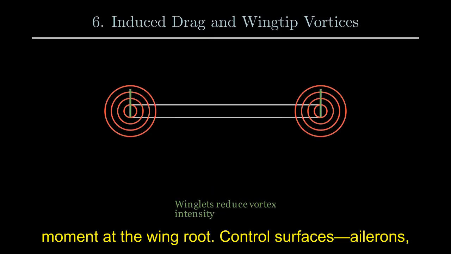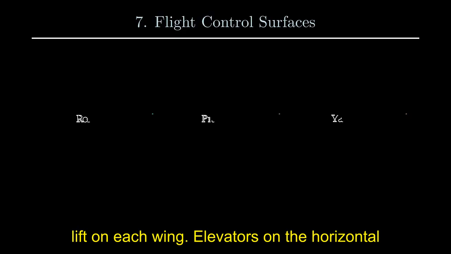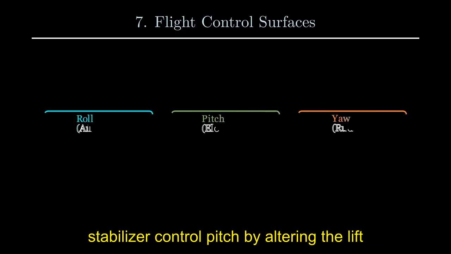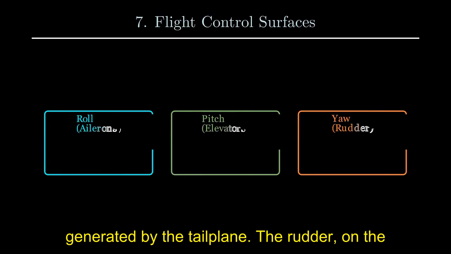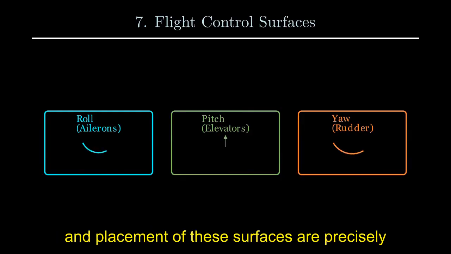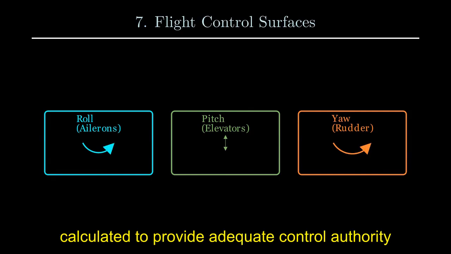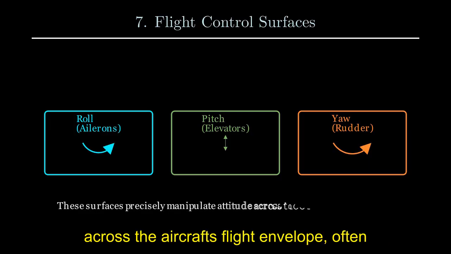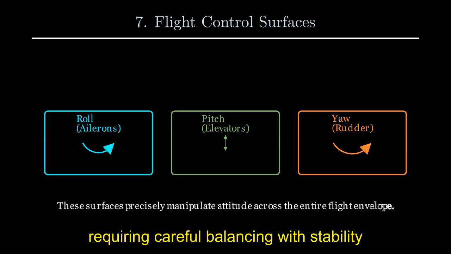Control surfaces, ailerons, elevators, and rudders manipulate the aircraft's attitude. Ailerons, located on the trailing edge of the wings, induce roll by differentially changing lift on each wing. Elevators on the horizontal stabilizer control pitch by altering the lift generated by the tailplane. The rudder on the vertical stabilizer controls yaw. The size, shape, and placement of these surfaces are precisely calculated to provide adequate control authority across the aircraft's flight envelope, often requiring careful balancing with stability requirements.